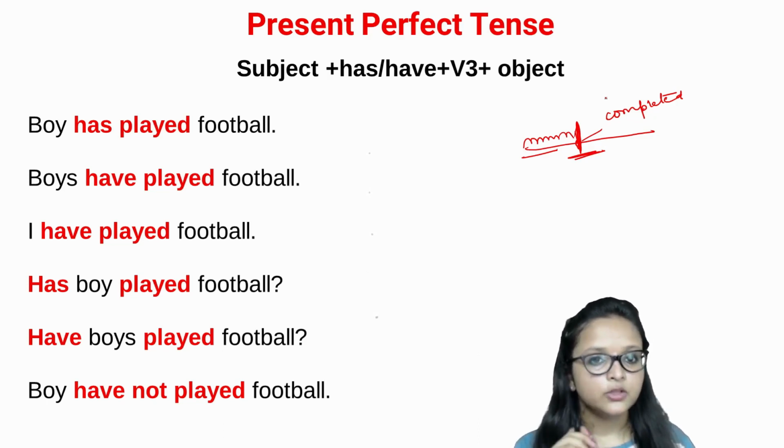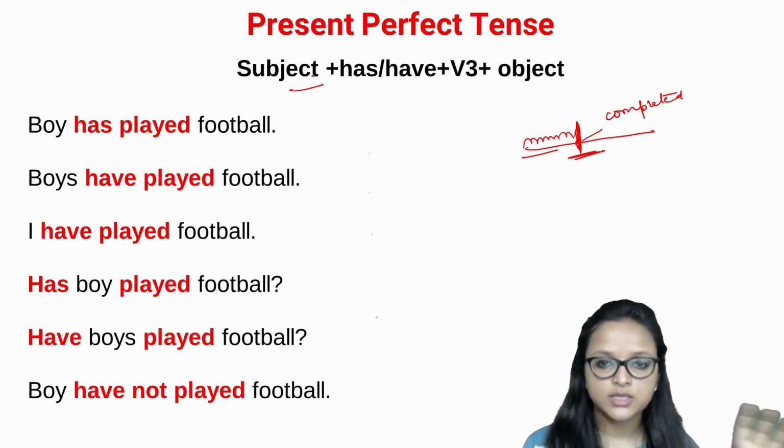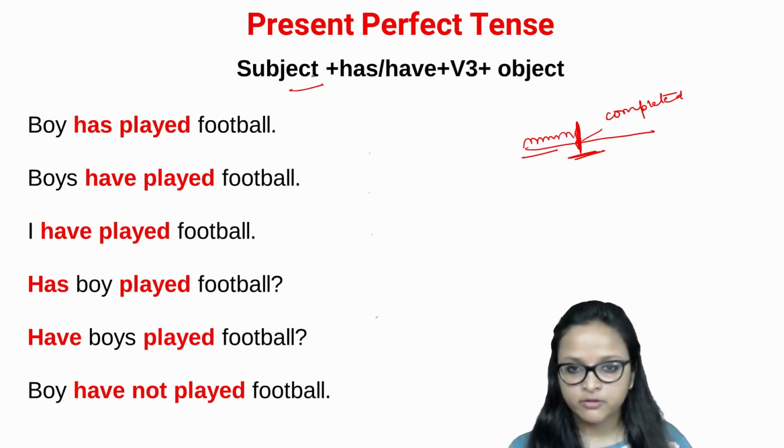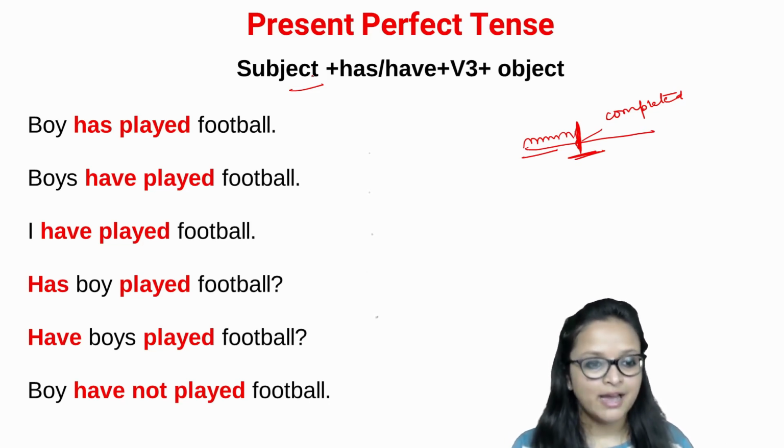All right. Don't mention time in present perfect tense or past perfect. Okay? So you need to use helping verbs has and have. Has is for singular subjects and have for plural subjects. Boy has played football. Boys have played football. With I you also use have. I have played football.